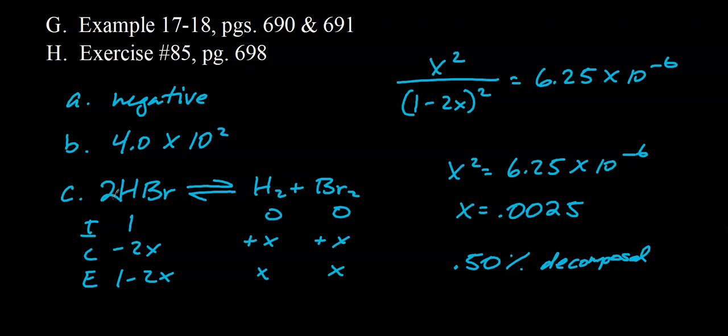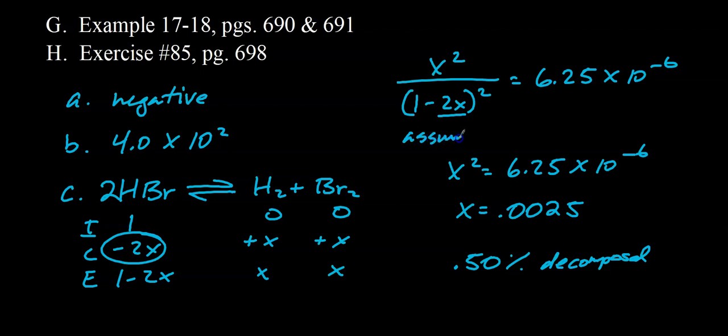Notice that Kc is really small. So what does that mean? If Kc is really small, that means the amount of the HBr that reacts is very small. So this 2x is a really small number. Well, what is 1 minus a really small number? Well, it's going to be pretty close to 1.